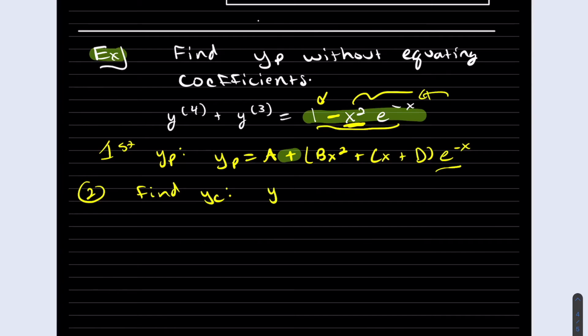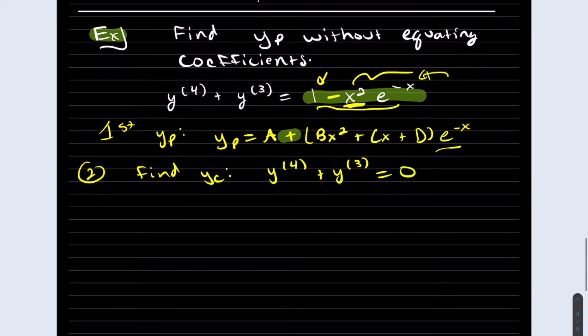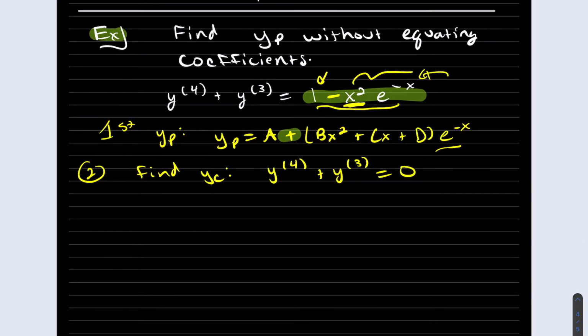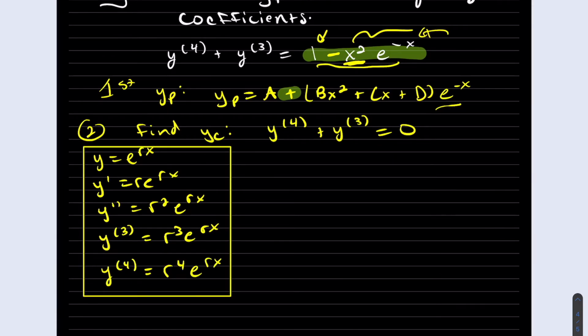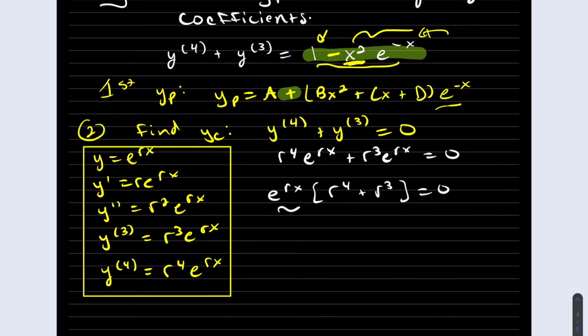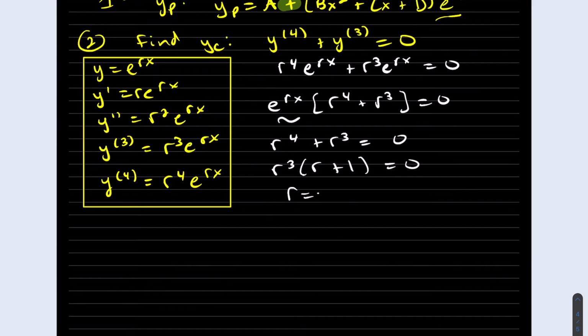YC is the homogeneous, corresponding homogeneous, which I take my left side and set it equal to 0. This is going to be y equals e to the rx. Okay, so we need to plug this in, factor that out. And that'll never equal 0, so we have r equals -1 and 0 with the multiplicity of 3.